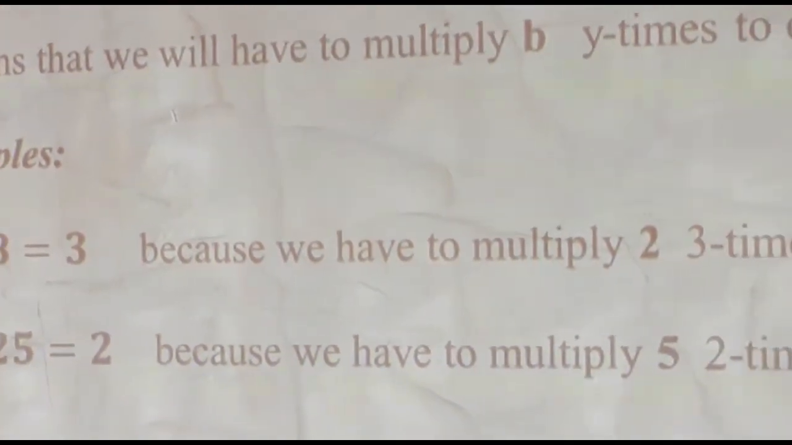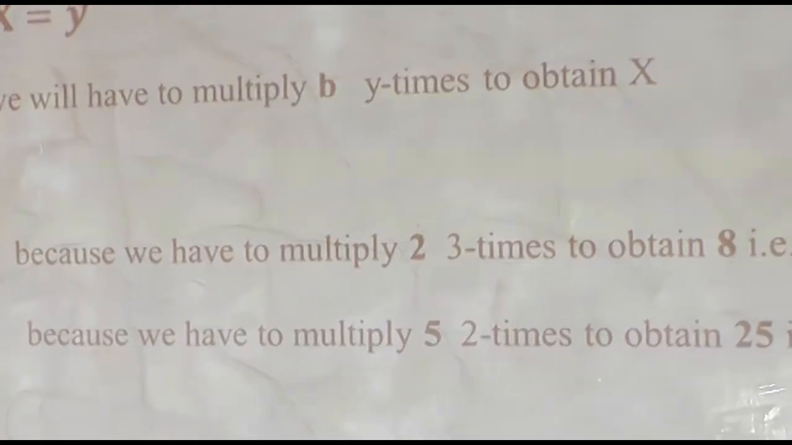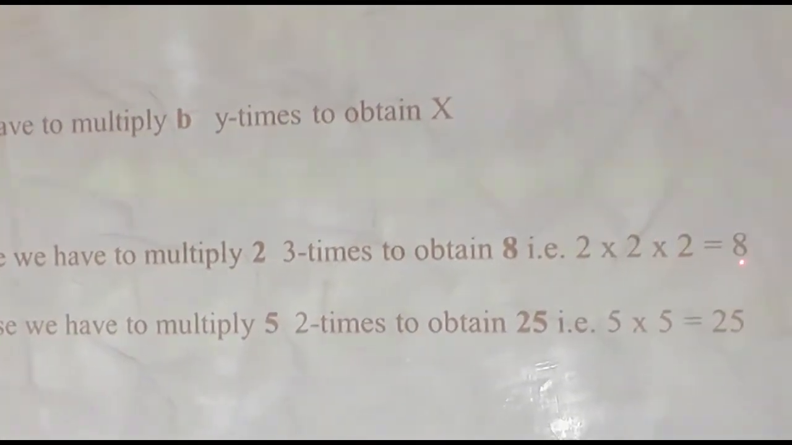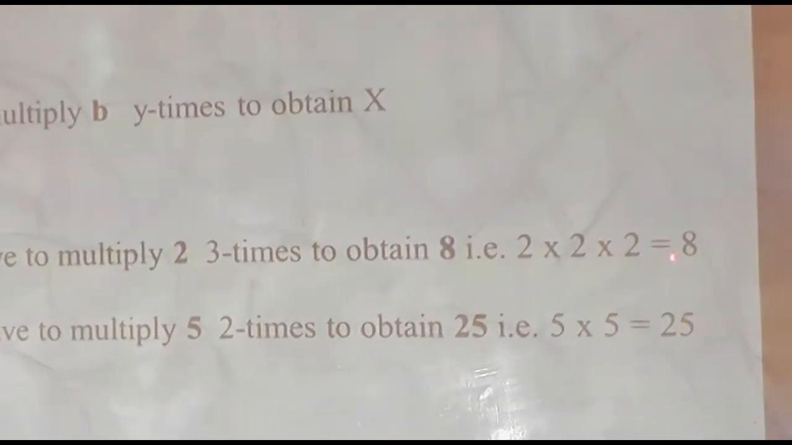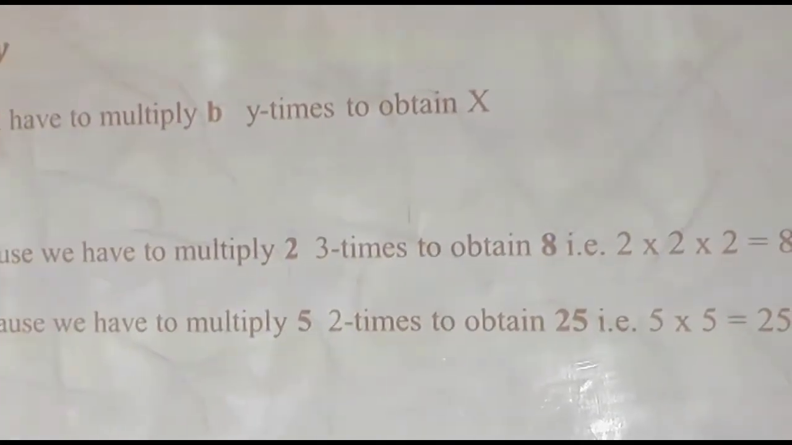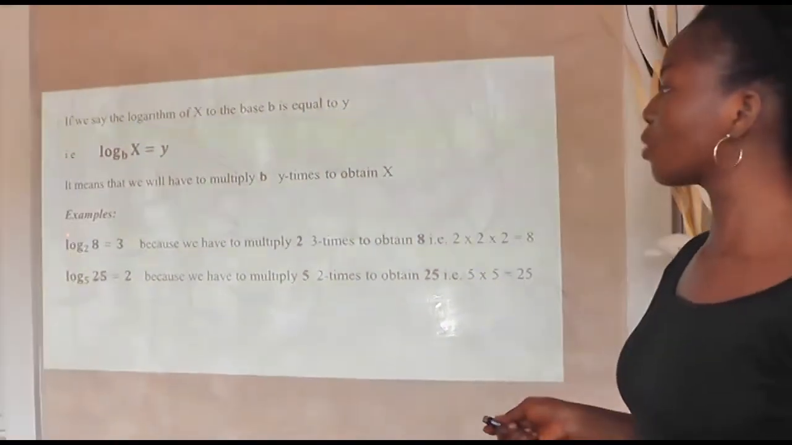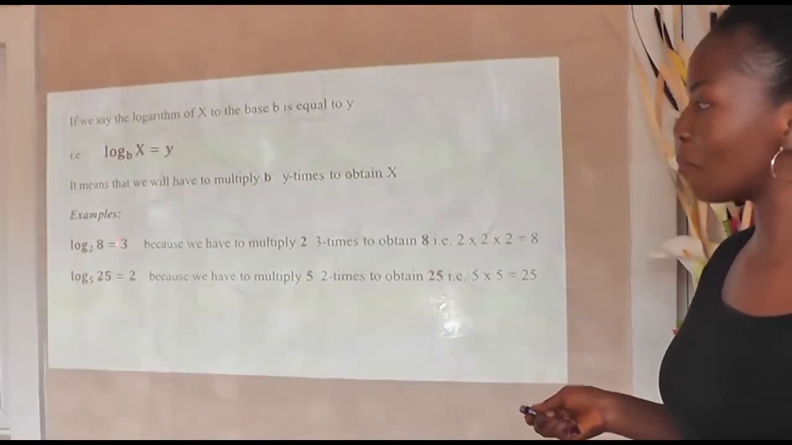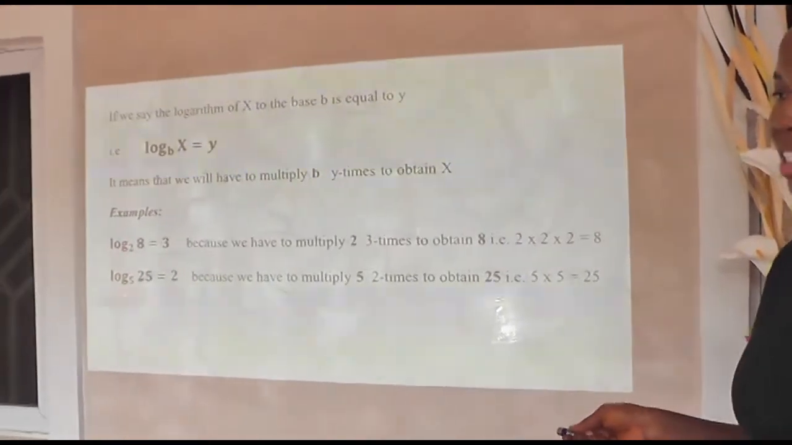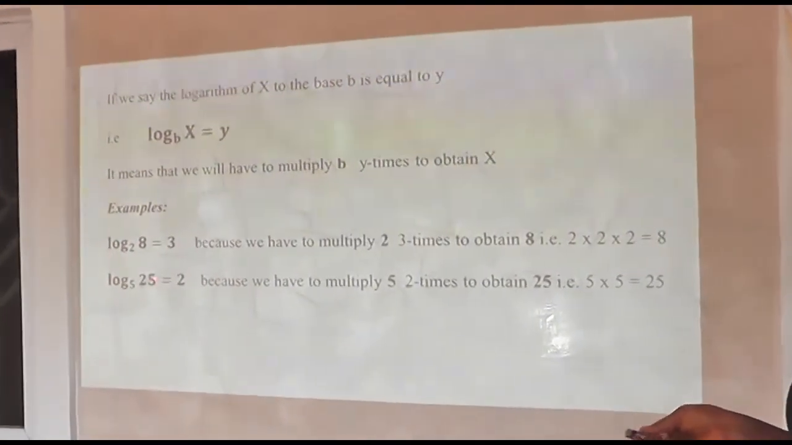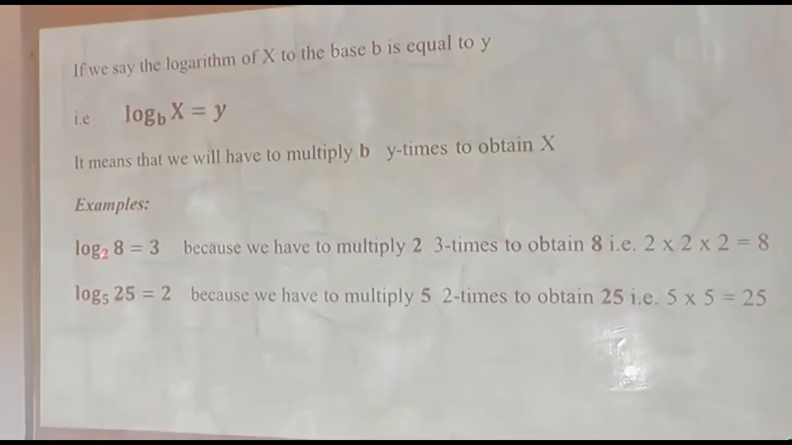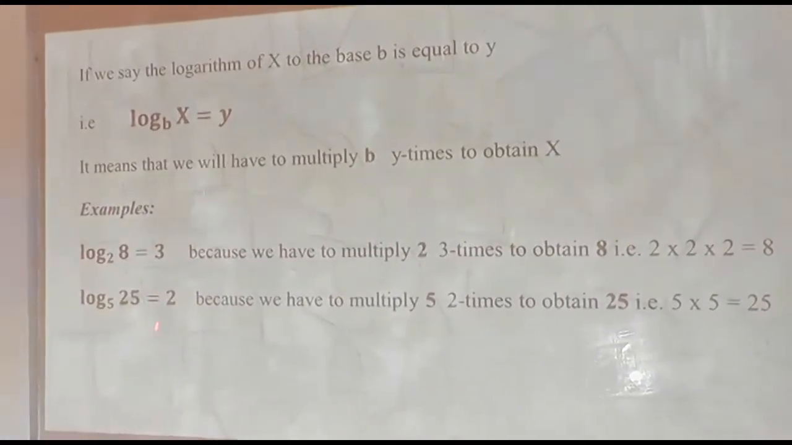We say to multiply 2 three times, that is 2 times 2 times 2, we'll have 8. That is, the logarithm of 8 to base 2 is 3. That means 2 must be raised to a power of 3, 2 must be raised 3 times to obtain 8.